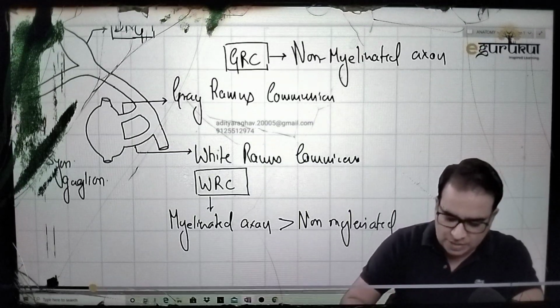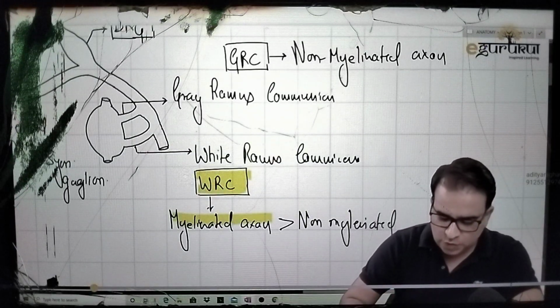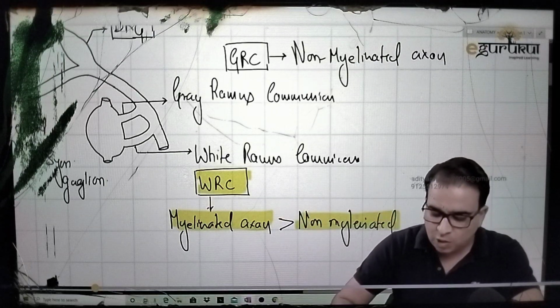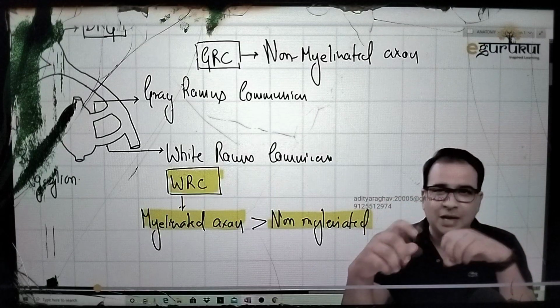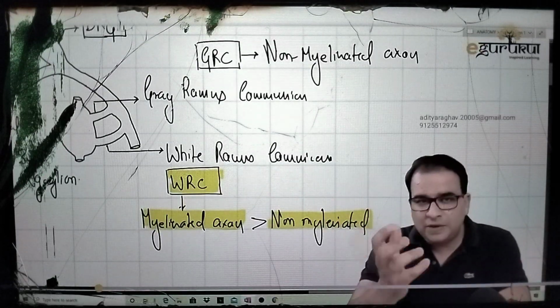That means, and that's an important thing, in white ramus communicans we not only have the myelinated axons, we do have some non-myelinated axons as well. And where they're coming from, we will discuss in a while. So first we need to look at the anatomical location of the ganglion, then how it is connected to the spinal nerve, and then we can talk about what nerve fibers are running into it.